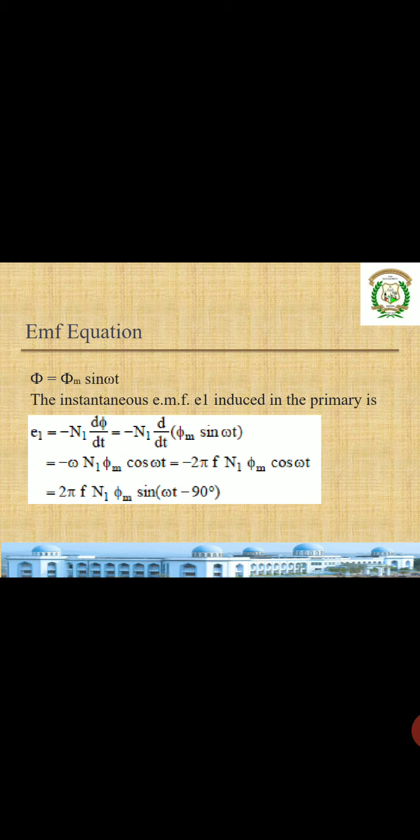So we can consider 2 pi f n1 phi m is nothing but em1, or you can see the equations here. 2 pi f n1 phi m into sine means whatever things before the sine, which is the maximum value. If sine theta is equal to 1, which gives the maximum value, so we can take it as em1 is equal to 2 pi f n1 phi m, or we will consider the RMS value, that is maximum value divided by root 2.